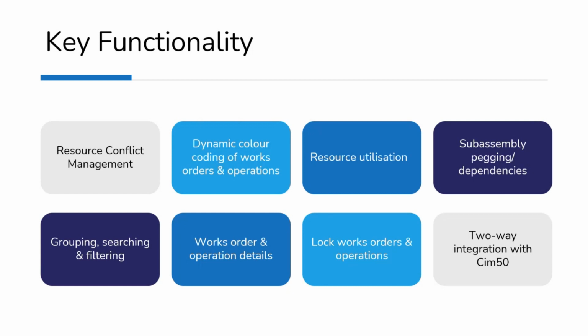And there's a two-way integration. We pull the data into the graphical scheduler. You manipulate that data to overcome those conflicts and those overloads, to meet the demands of your customers. And then once you're happy with that schedule, you can pass that data back to the Cim50 solution, and works order dates and operation dates will get updated for you.